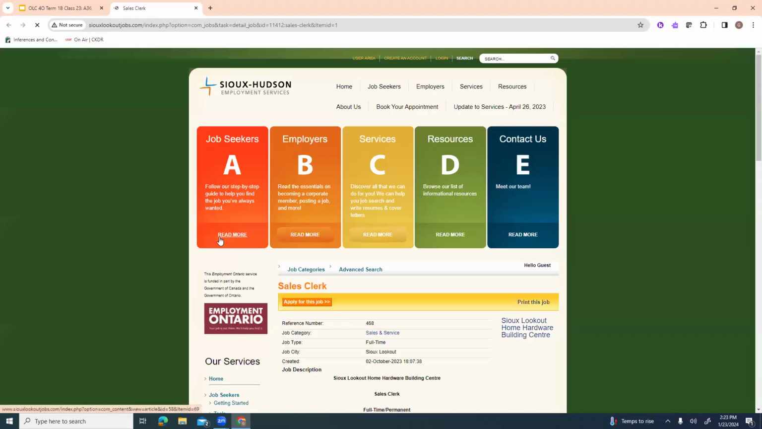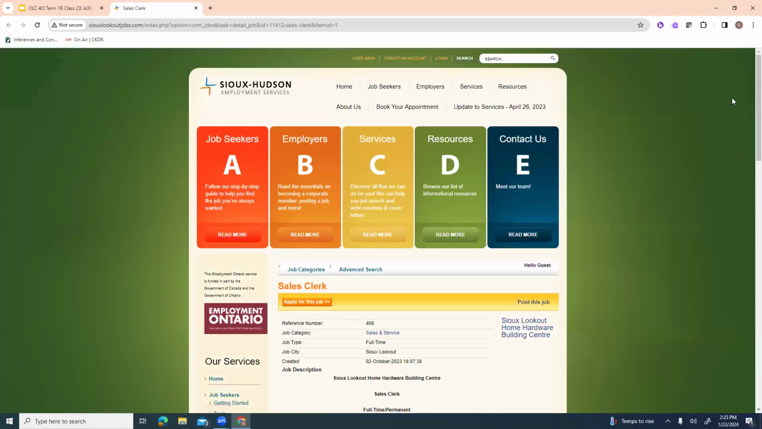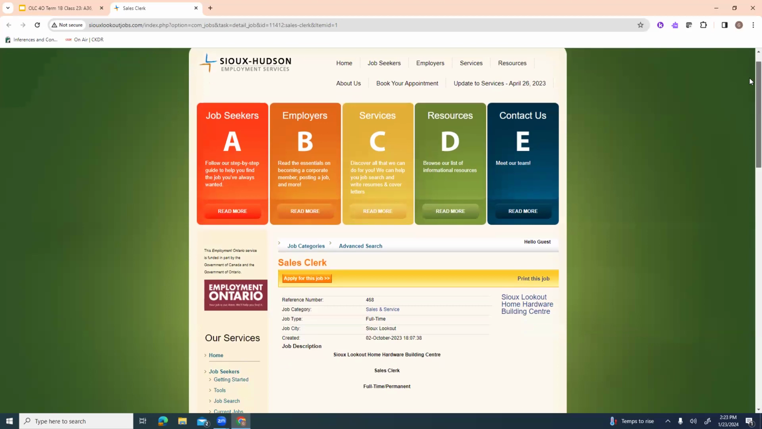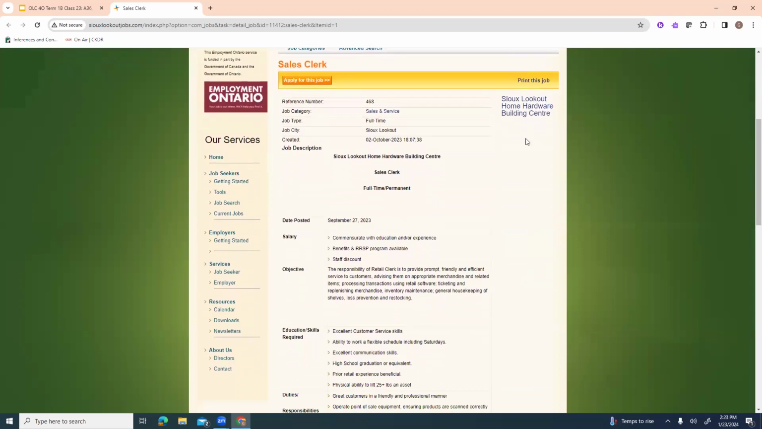Oh, I hope it's still up there. I didn't think about that. Hang on a second. Okay, they still have it. So here they have sales clerk. This was actually originally posted on October 2nd. It's full-time. You work in Sioux Lookout. It's the home hardware billing center.